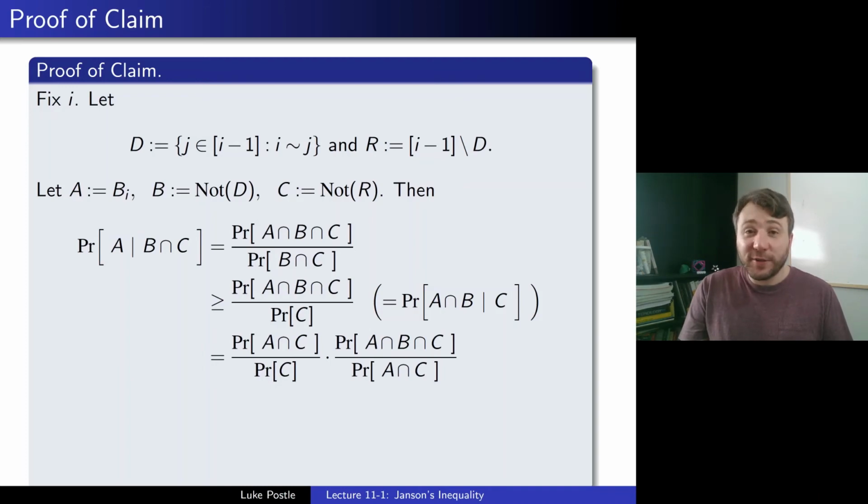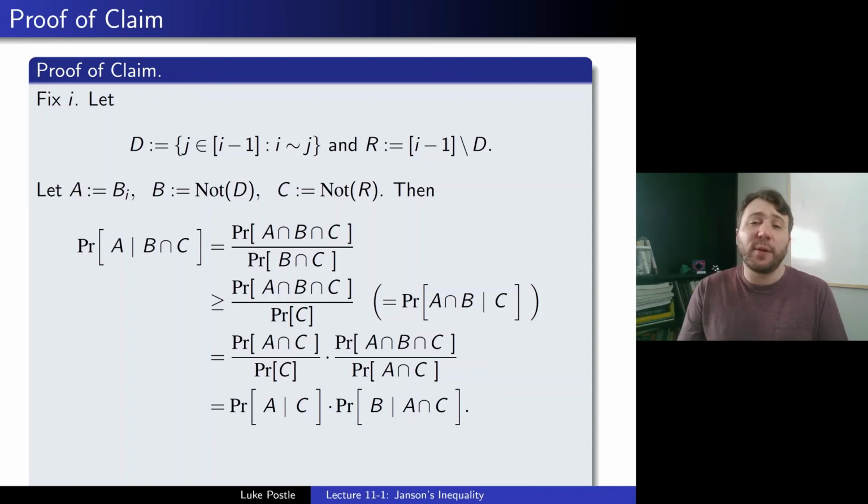Now I'll use a trick where I'm going to do both a numerator and denominator of the probability of A intersect C. So I'm going to break it up so I have the probability of A intersect C divided by the probability of C, times the probability of A intersect B intersect C divided by the probability of A intersect C. And why is that good? Well, then we can rewrite those both as conditionals. Namely, we have the probability of A given C times the probability of B given A intersect C.